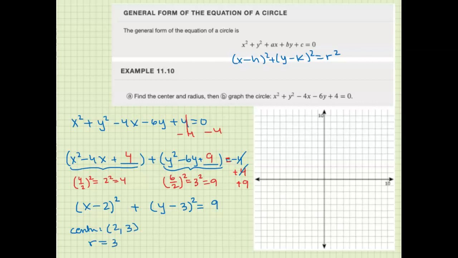Okay, so let's plot this. So (2, 3) is the center. We go 3 units right and 3 units left, 3 units down and 3 units up, and draw that circle over here. There we go.